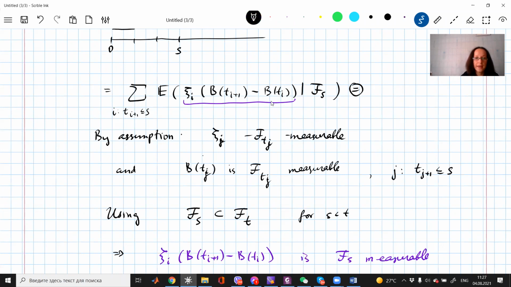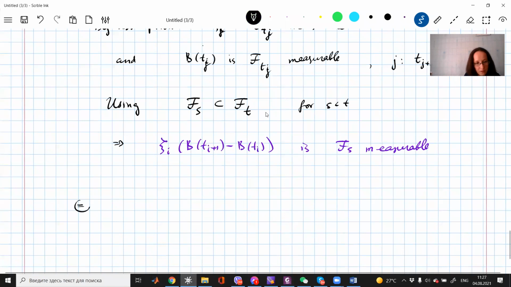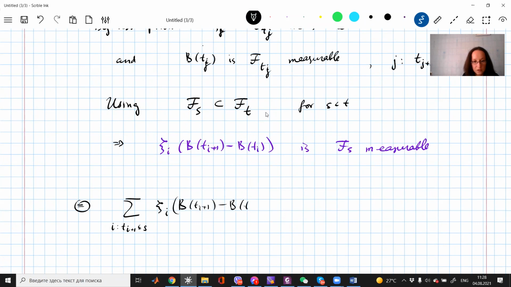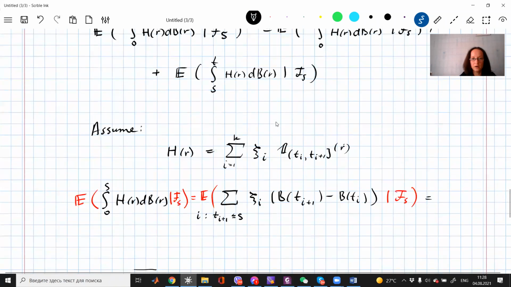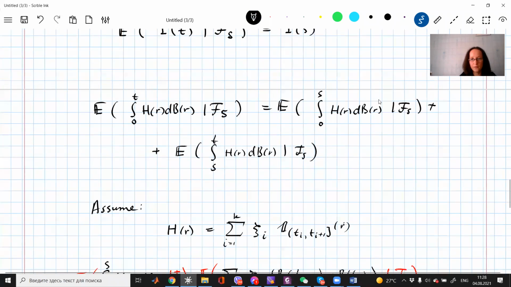So this was an explanation for my computation. So I have those t_i's, that this was s, psi_i, and here B(t_{i+1}) minus B(t_i). And here you can recognize the integral from zero to s of the process B_s dB_s. So in our formula, the first part is equal to just this integral.